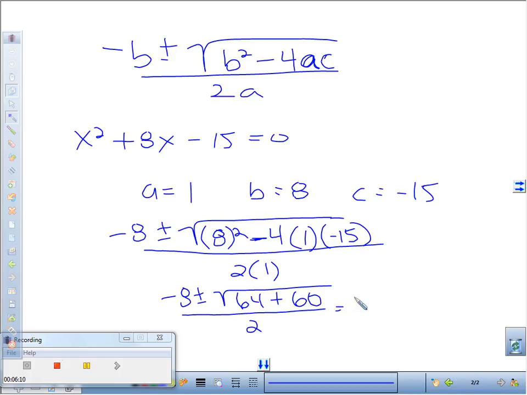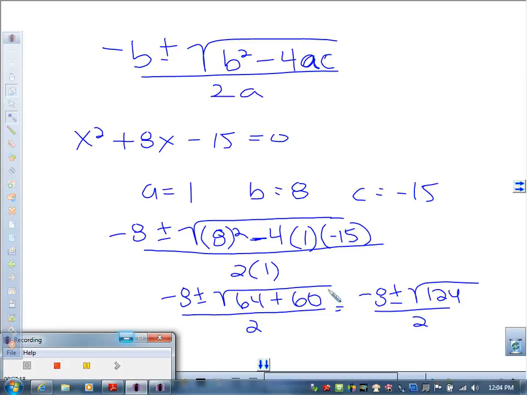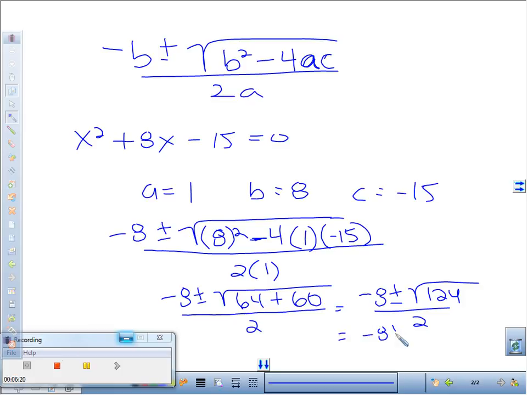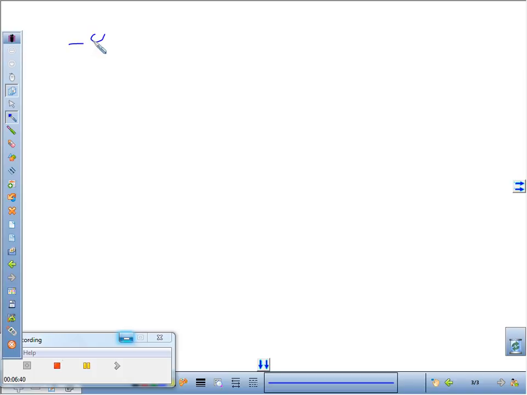So now I got negative 8 plus or minus. This is going to be 124 over 2. So now I got negative 8 plus or minus, and that is a 11.14. Let's round it over 2. And then you have 2 problems, which I am so sorry. I'm going to need to go to the next page and rewrite this. So I got negative 8 plus or minus 11.14 over 2. I have 2 problems.